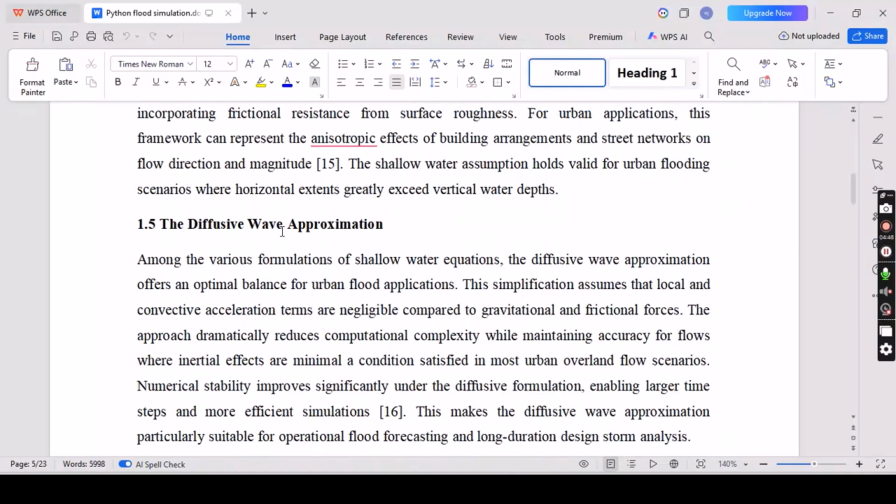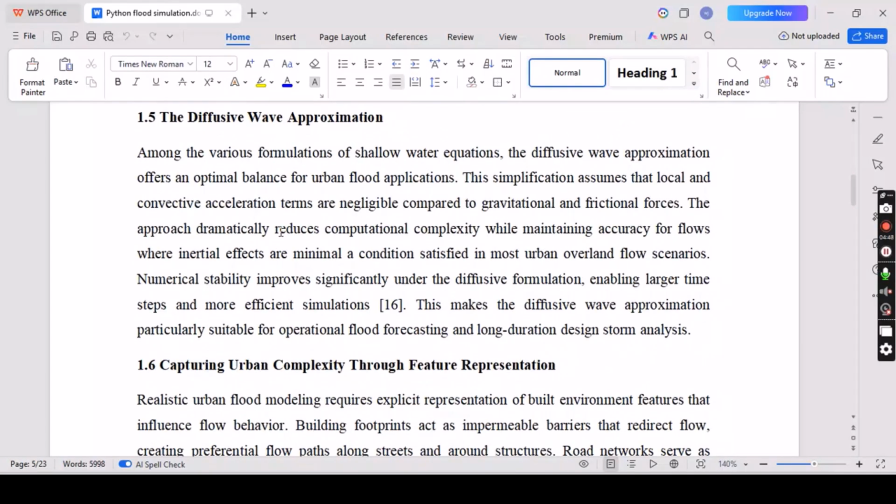So the diffusive wave approximation assumes the local and convective acceleration terms are negligible compared to the gravitational and frictional forces. The approach dramatically reduces the computational complexity while maintaining accuracy for flows where inertial effects are minimal, as conditions are satisfied in most urban overland flow scenarios.